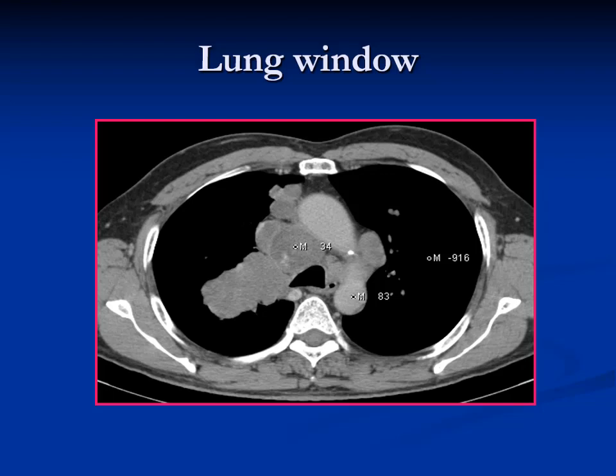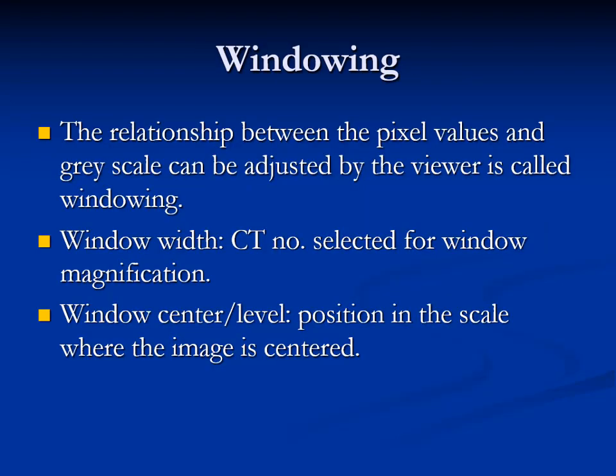Lung window. Windowing: the relationship between the pixel values and grayscale that can be adjusted by the viewer is called windowing. Window width: CT numbers selected for window magnification. Window center or level: position in the scale where the image is centered.